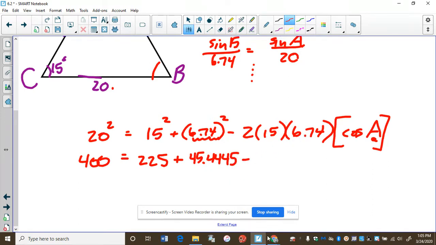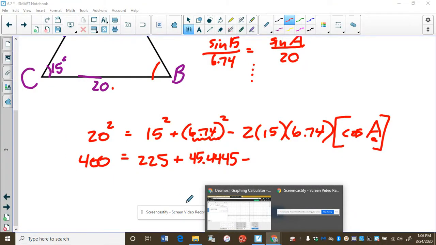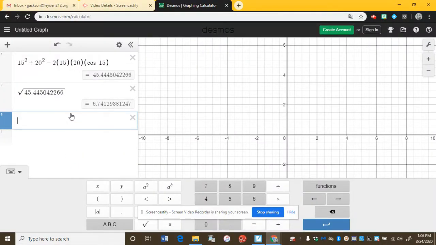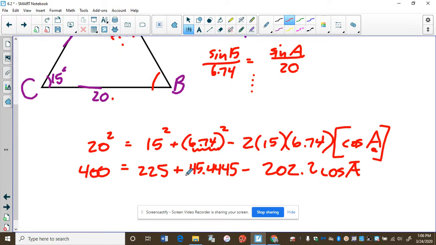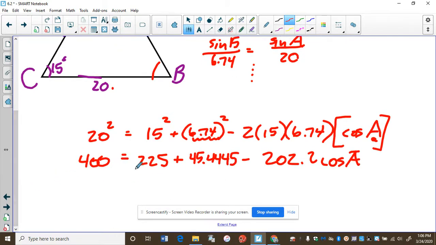45.4445 minus, I can't do this in my head, so I'll go to Desmos. Forgive me, I'm not that smart. So we have 2 times 15 times 6.74. We get 202.2. So we come back here. We get 202.2 times the cosine of A. These values are going to get combined together. I can add these. So we get 270.445. And that's equal to this.